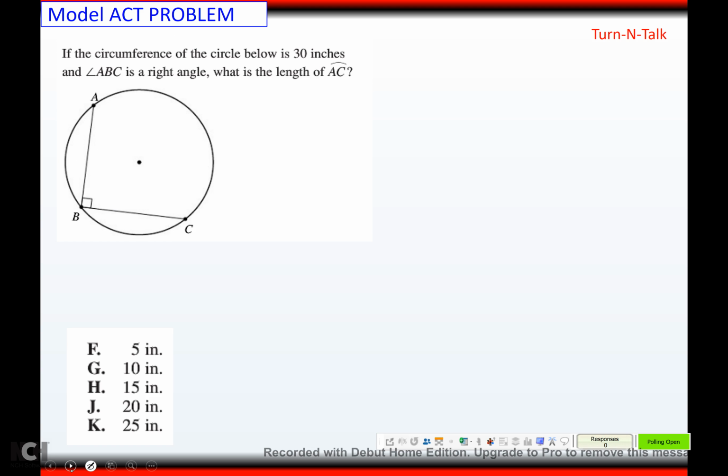Alright, try this one. Hit pause. Come back when you're ready. Yeah, and hopefully you got 15 inches.